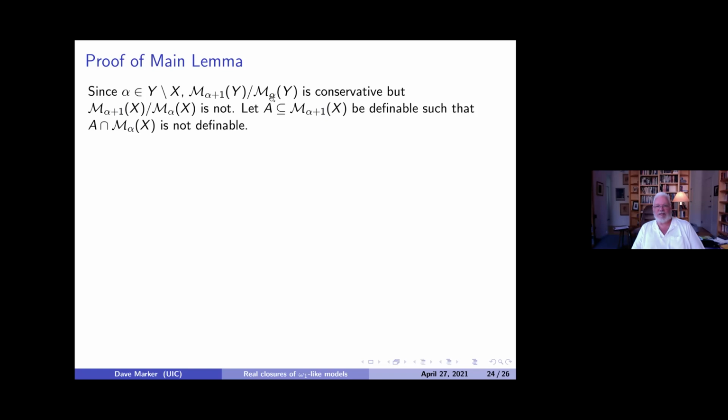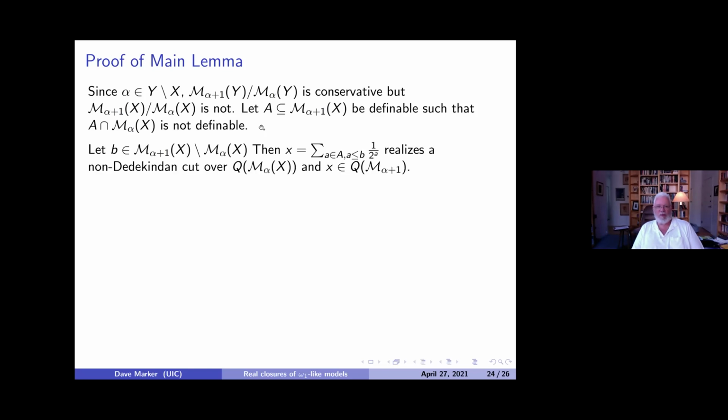M alpha plus 1 is a conservative extension of M alpha on the Y side. On the X side, I have a non-conservative extension. So on the X side, I can find some definable subset of M alpha plus 1 of X that, when I restrict to M alpha of X, is not definable. I take B, any element of M alpha plus 1 that's larger than M alpha of X, and I form the sum X to be the sum over elements A that are less than B of 1 over 2 to the A plus 1, I probably want to say. So we know this is a non-Dedekindian cut.